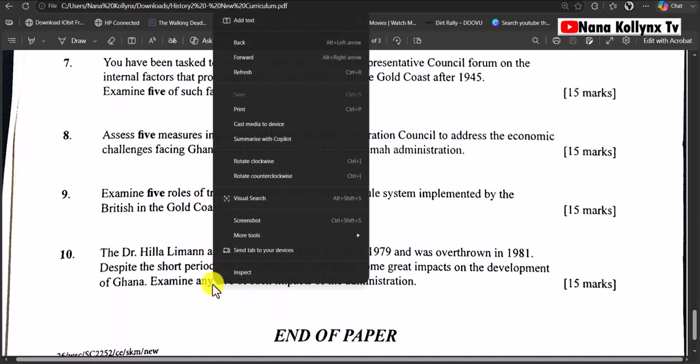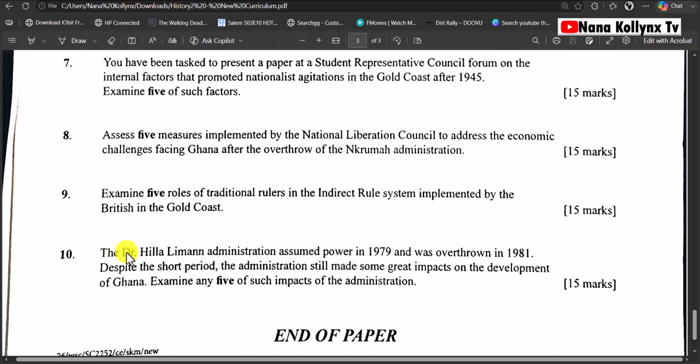And the last one, 10. The Dr. Hilla Limann administration assumed power in 1979 and was overthrown in 1981. Despite the short period, the administration still made some great impact on the development of Ghana. Examine any 5 of such impacts of the administration.